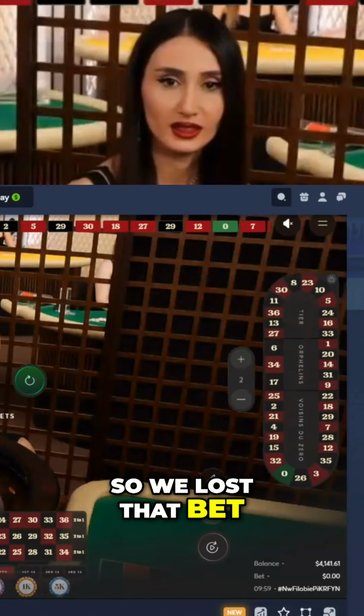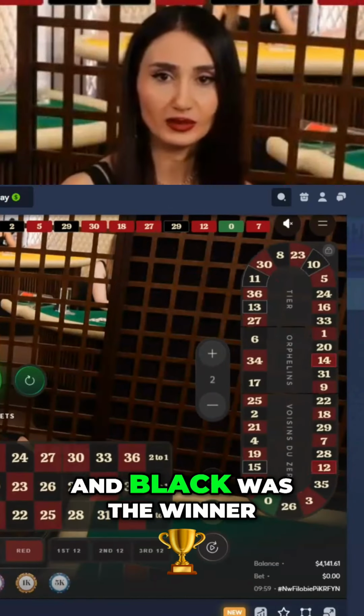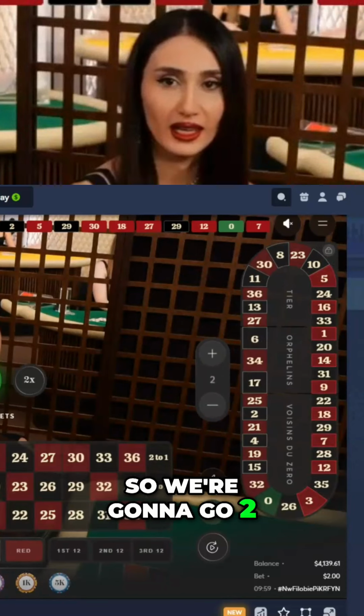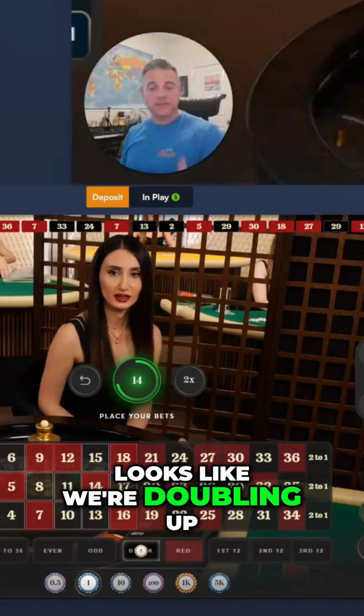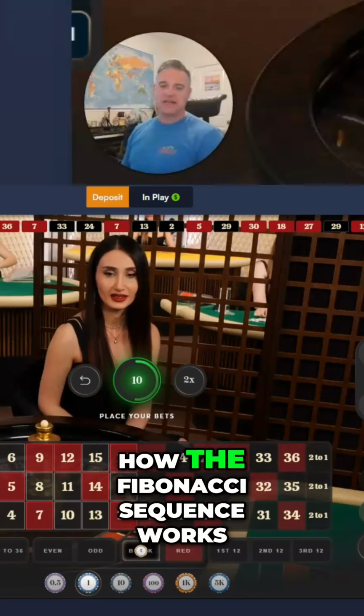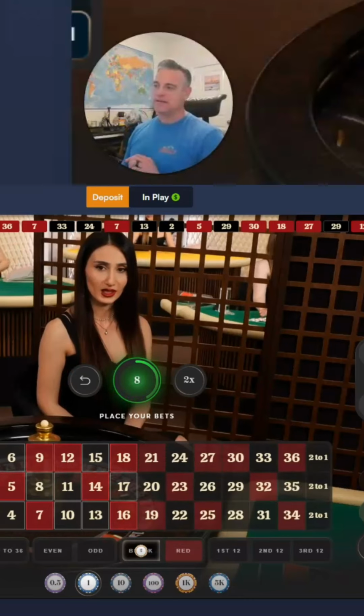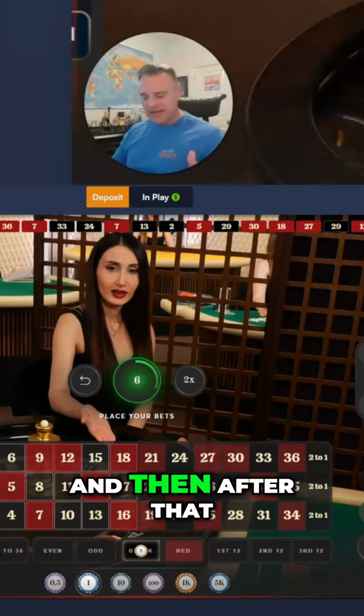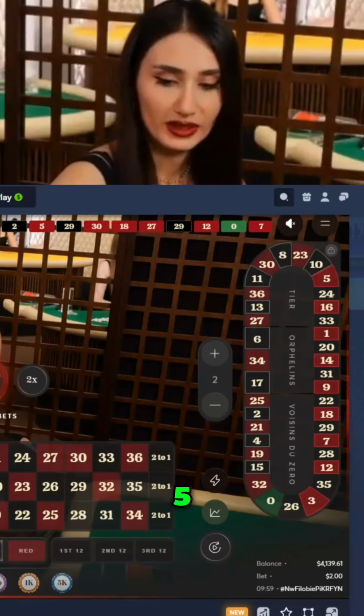So we lost that bet, and black was the winner. So we're gonna go 2. Now I know that actually looks like we're doubling up, and in this particular example we are, but essentially this is how the Fibonacci sequence works. The first one is you double, and then after that it goes 2, 3, 5, 8.